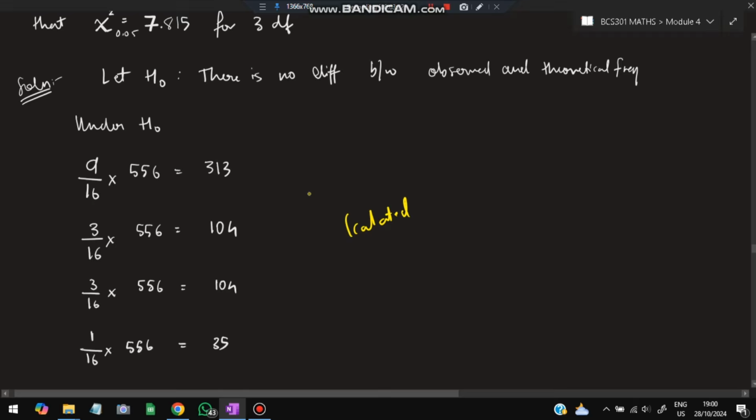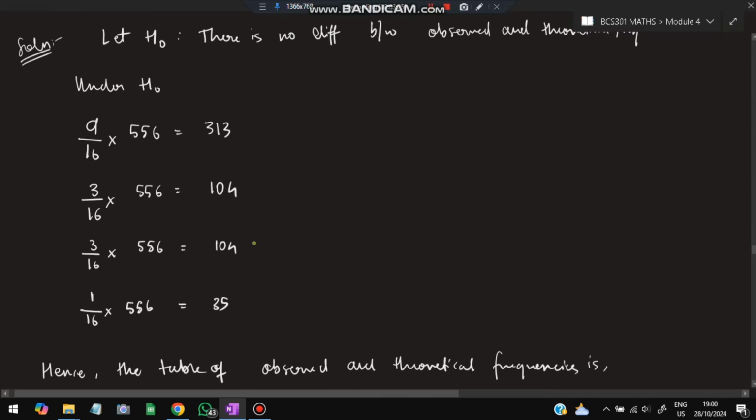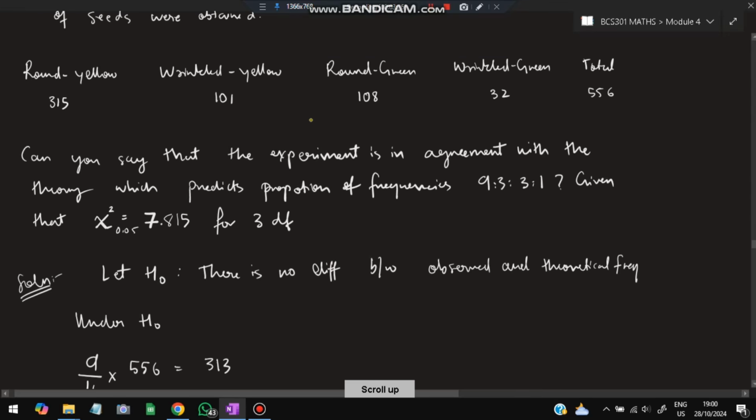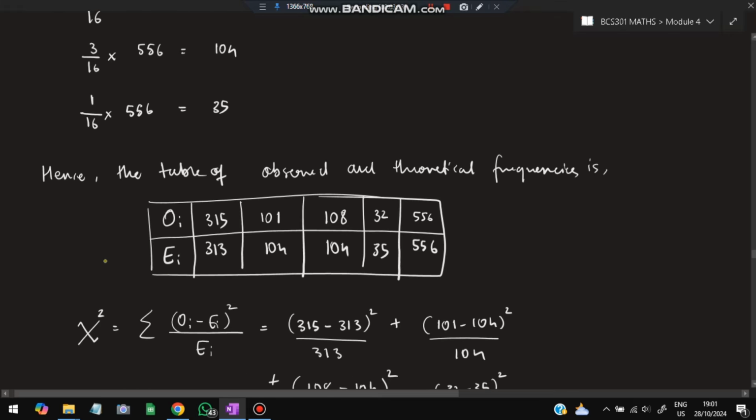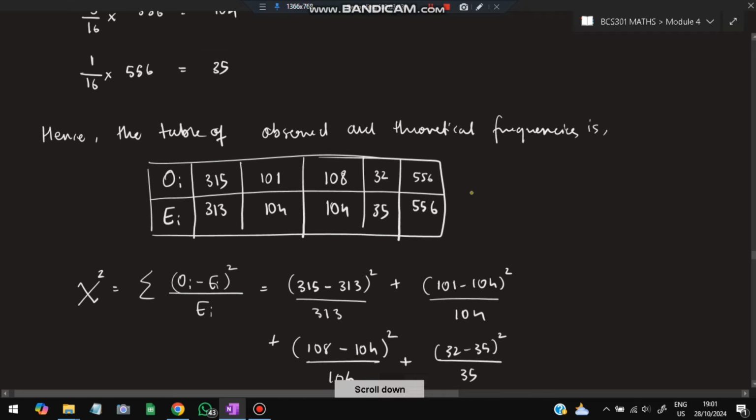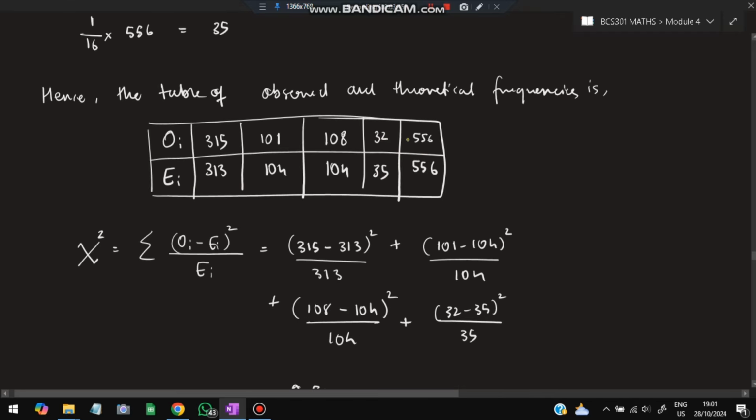Now we have the calculated values 313, 104, 104, 35, and these are the observed values 315, 101, 108, 32. So we have two sets of values. These are the observed values which are given in the question, and this one we calculated. You'll write it in this fashion, one above the other. The total sum will be the same in both of them.